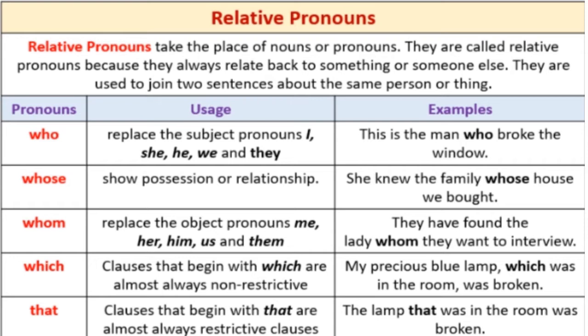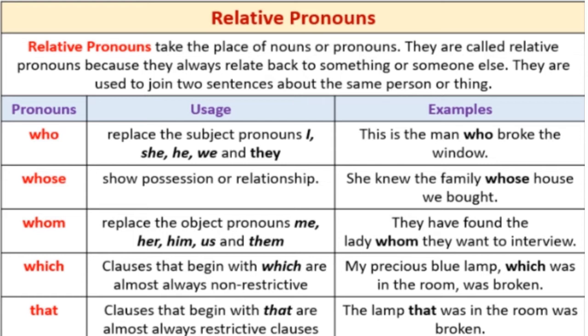Whom replaces the object pronouns, of course also for people, but in the object position. They have found the lady whom they want to interview. Because I'm replacing the lady and the lady is an object and not a subject, I will use whom instead of who. So for people, in the subject I use who, in the object whom.